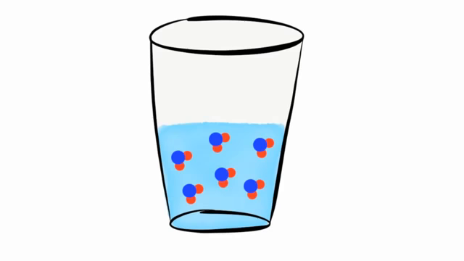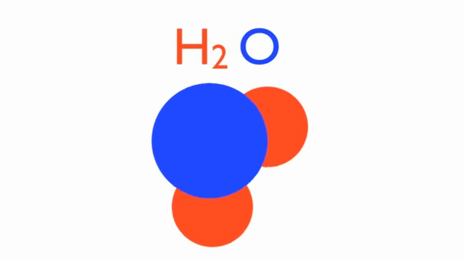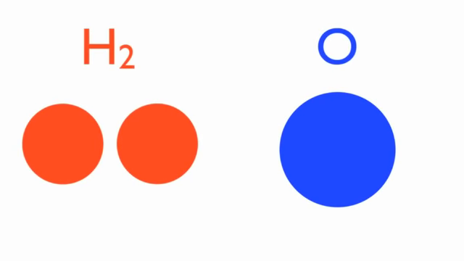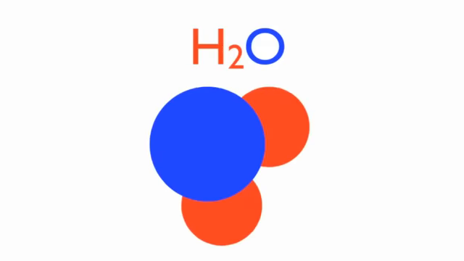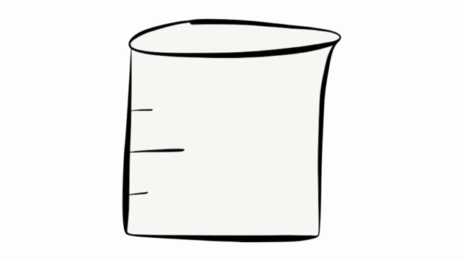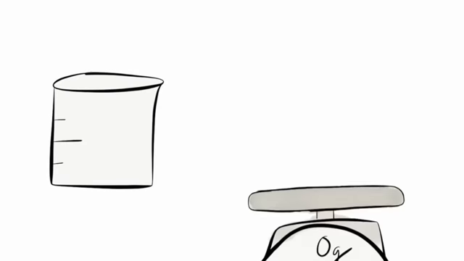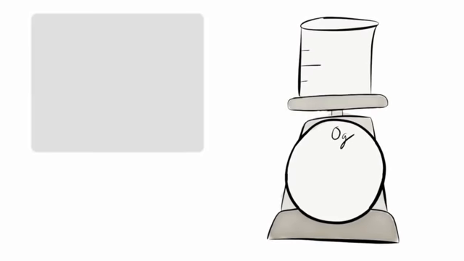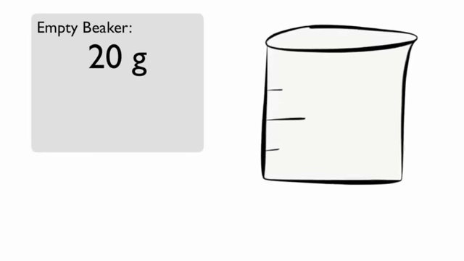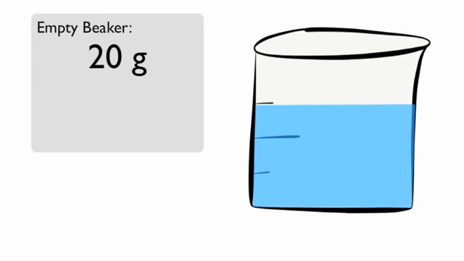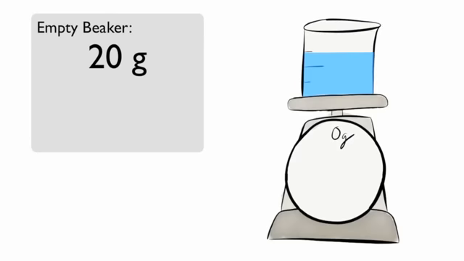Density. Just like all matter, water has physical properties that can be measured and calculated. To find the mass of water, you need a beaker and a scale. First, find the mass of the empty beaker. Then, fill the beaker up with your desired amount of water. Next, use the scale to find the mass of the filled beaker.